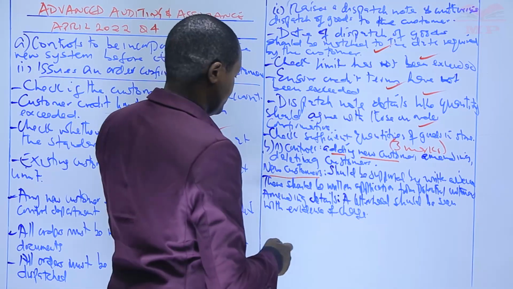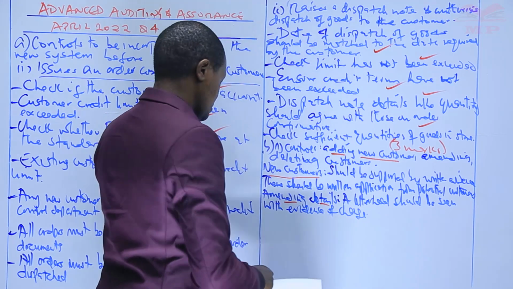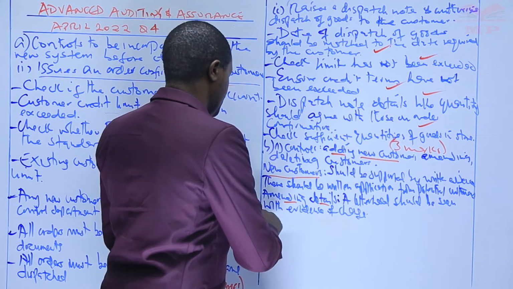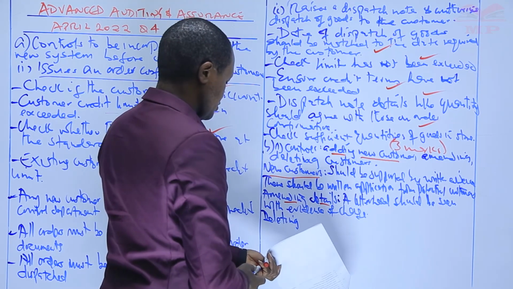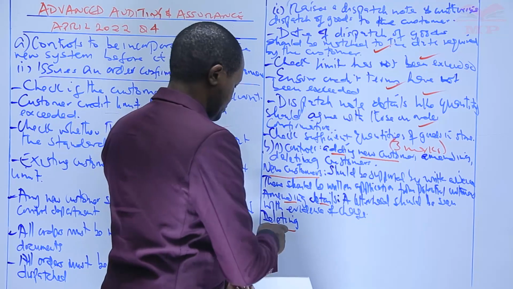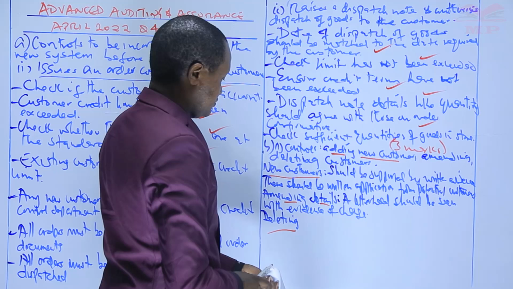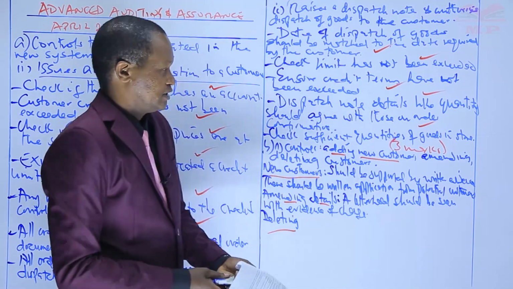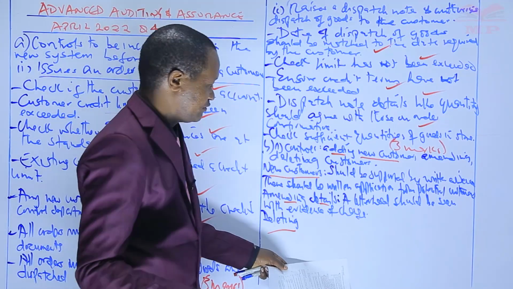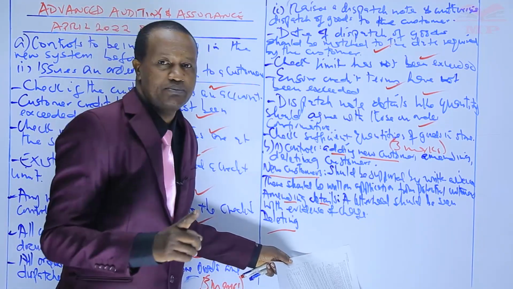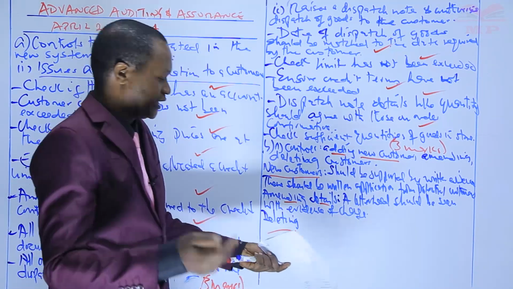Then how about this is amending, then deleting. What are the controls before deleting? Deleting again should be supported by written evidence. There has to be written evidence when deleting customers from the system. There should be evidence of request to close the account.